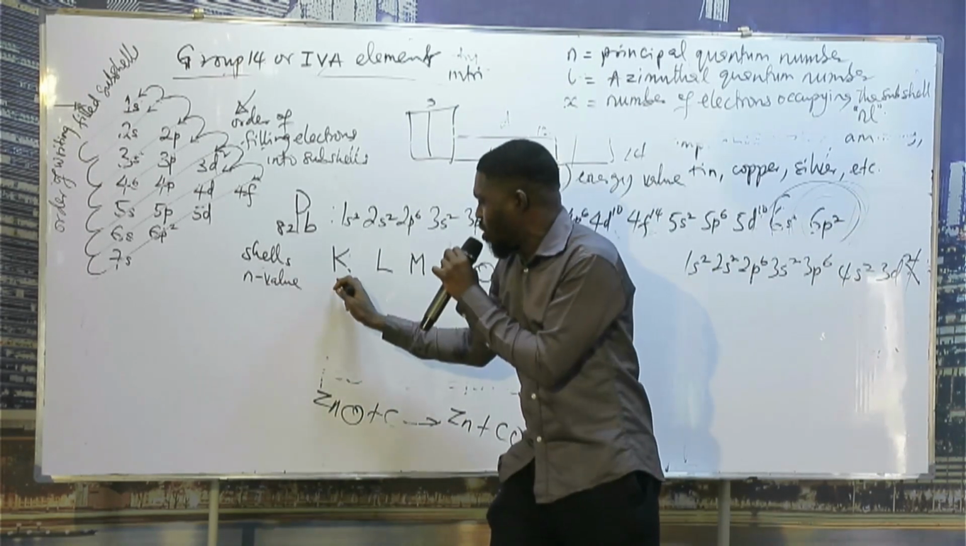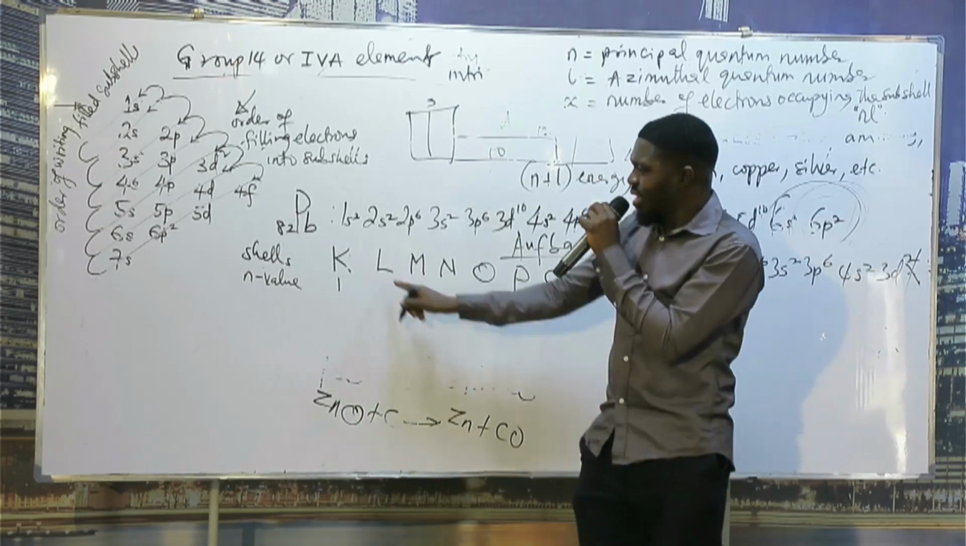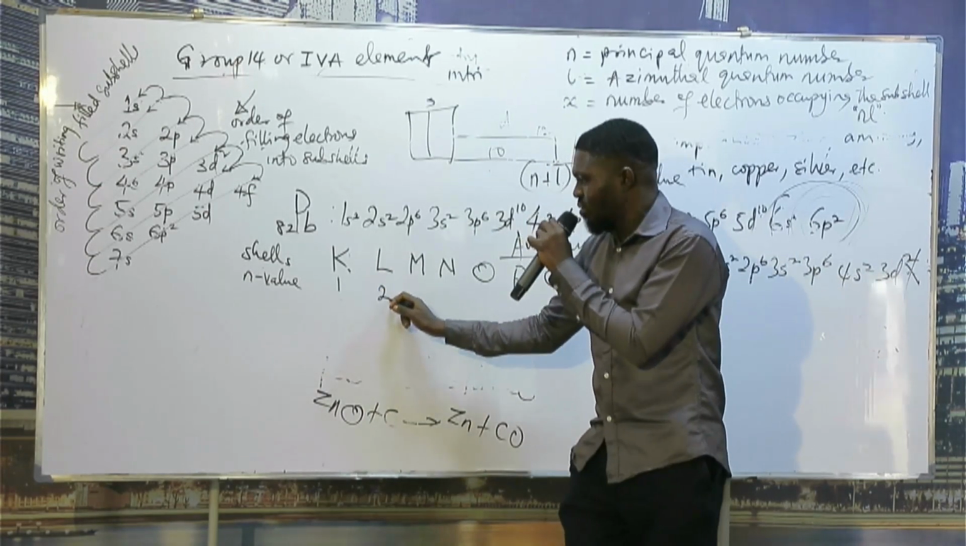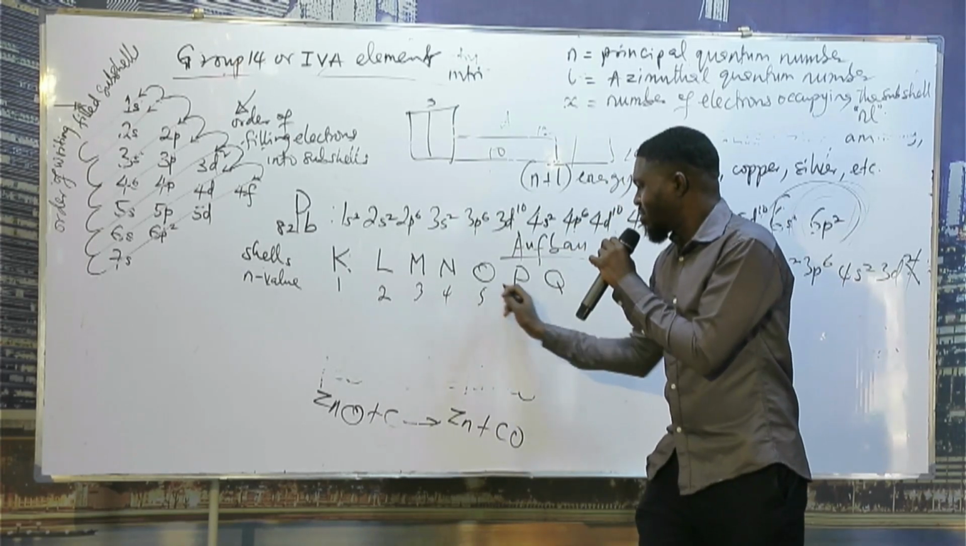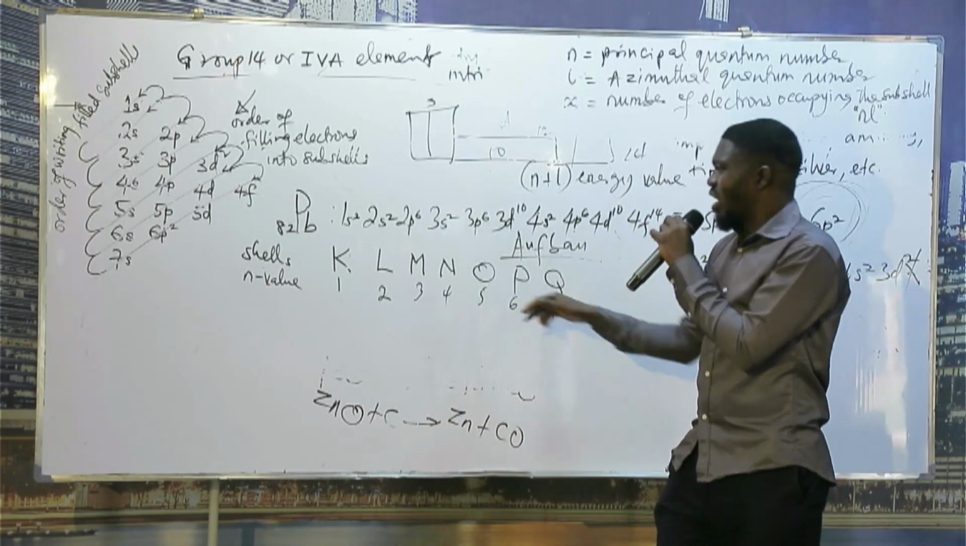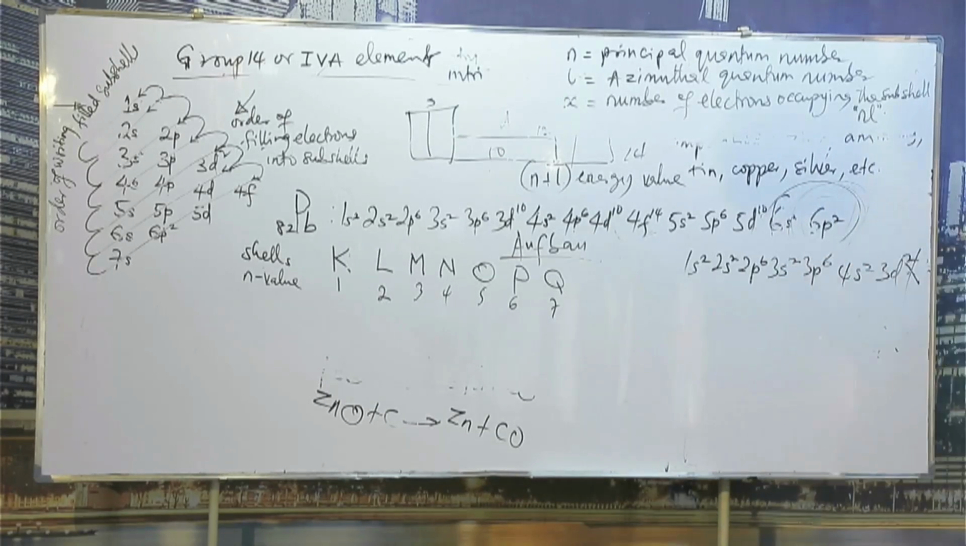So therefore the n value is what? This is the second shell. The n value is what? This one is 2. So how many shells do you have in the periodic table? 7 shells from K to Q.